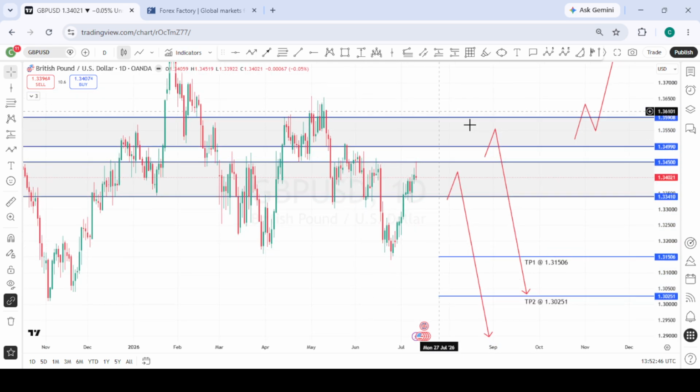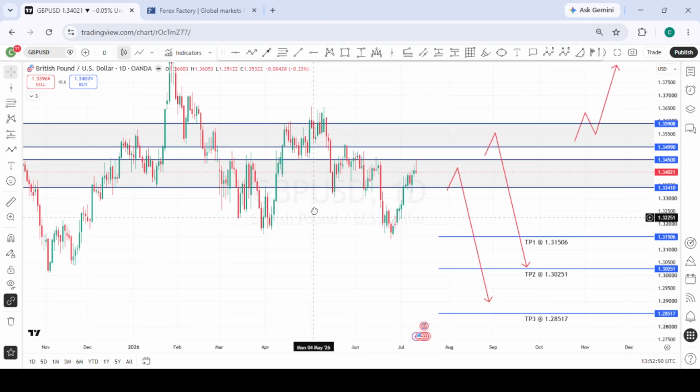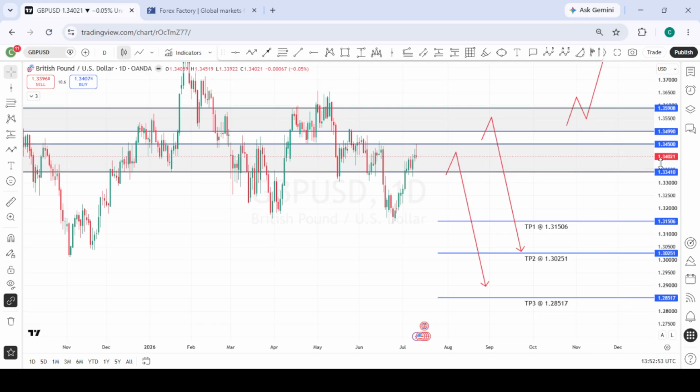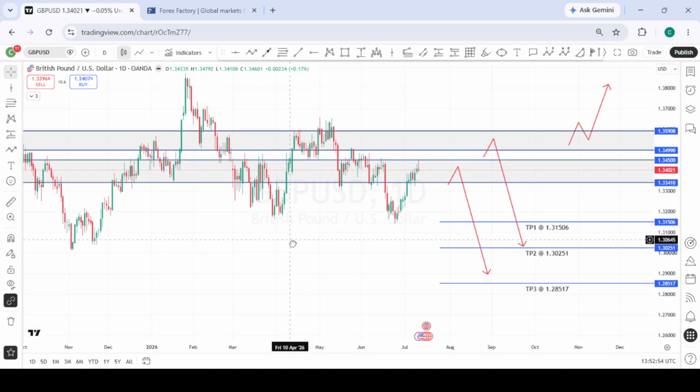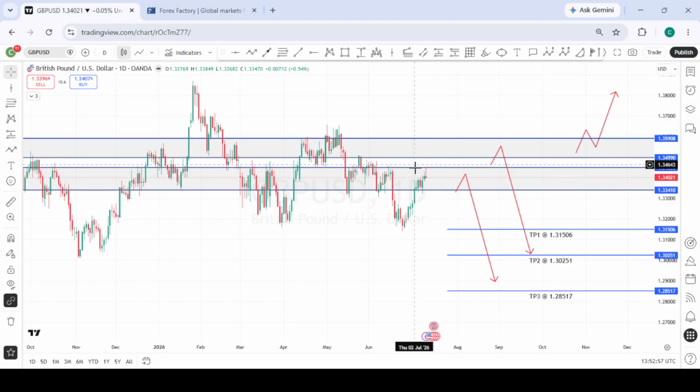If price breaks above this zone above and continues to the upside, then we know we are moving bullish on GBPUSD. So these are the various targets we have for GU if price starts selling or we start seeing bearish signs from either of these zones. So this will be our targets.